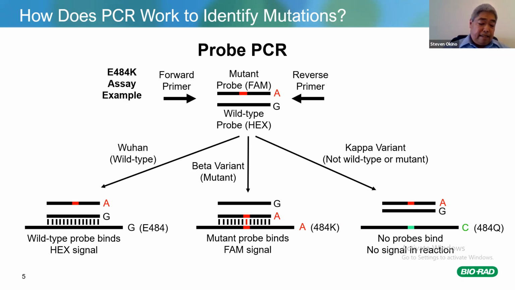So a single mutation assay could give three types of calls: wild type, mutant, or no call, which means the virus that you're looking at is not wild type or mutant, it's different.